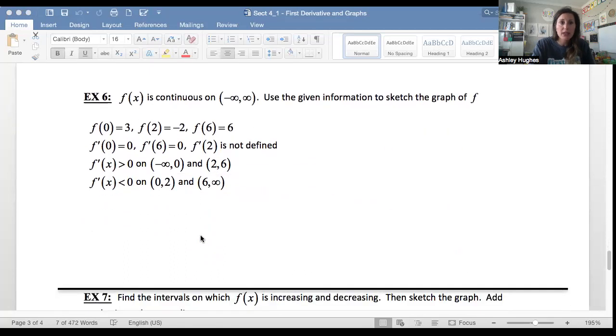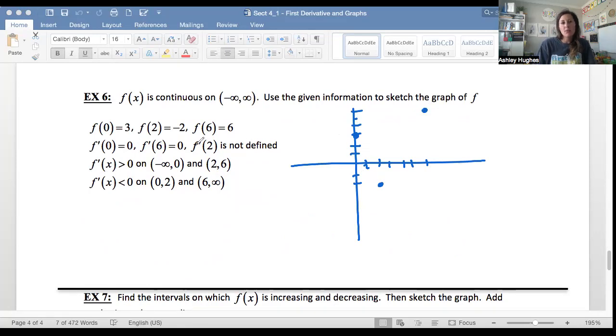Okay, so we're going to try to sketch a graph of f here. It says f of 0 is 3, f of 2 is -2, f of 6 is... Okay, so I got some points of f. f prime of 0 is 0, f prime of 6 is 0, and f prime of 2 is not defined. Okay, so I got some points where I have critical values.